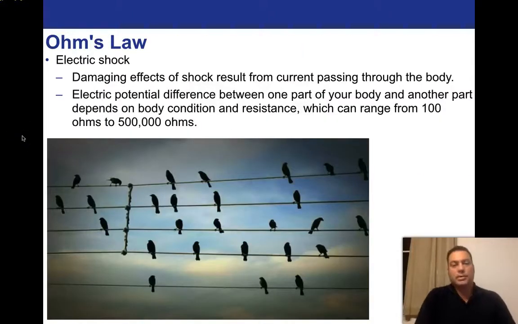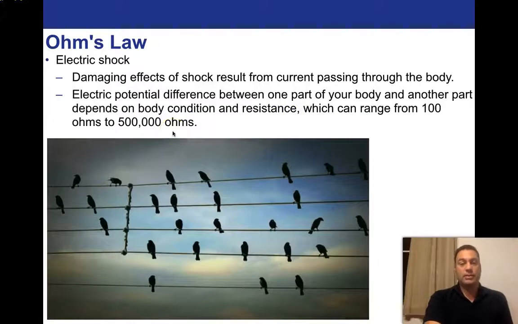Ohm's law also explains the phenomenon of electric shock. The damaging effects of shock result from current passing through the body, right? Your body is not set up to accommodate large amounts of charge, or current, moving through you. The electric potential difference between one part of your body and another depends on body condition and resistance, which can range from 100 ohms to 500,000 ohms, right?